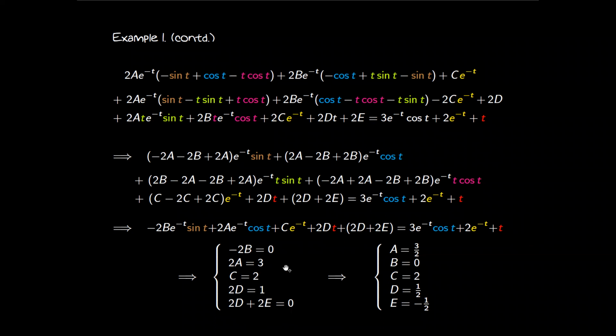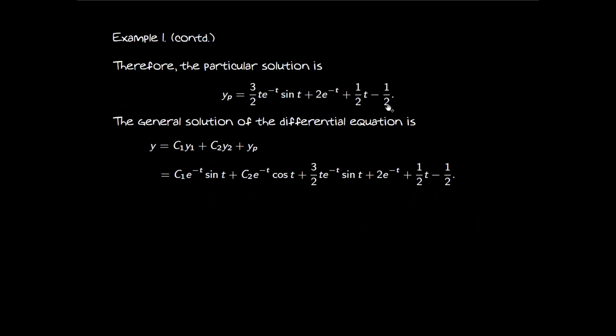Although here we have 5 unknowns, most of them can be solved immediately, right? So it takes just a little effort for you to get the solutions. And then we can just plug the coefficients into the proposed recipe, and you can get your particular solution. And then finally, we know the general solution to the differential equation is going to be a linear combination of the 2 fundamental solutions together with a particular solution, which is going to be this.